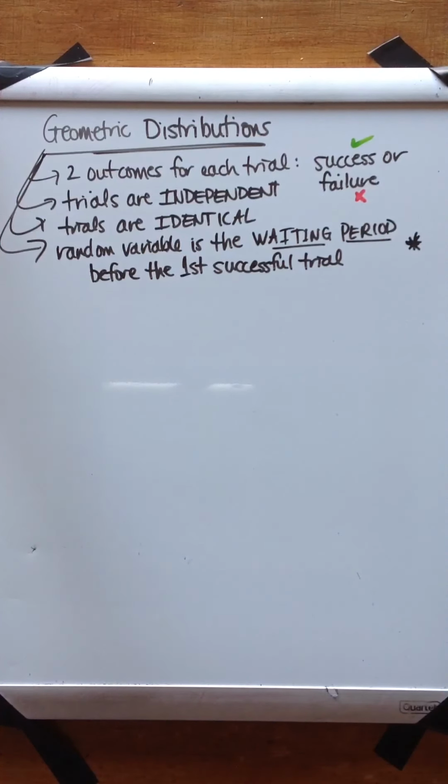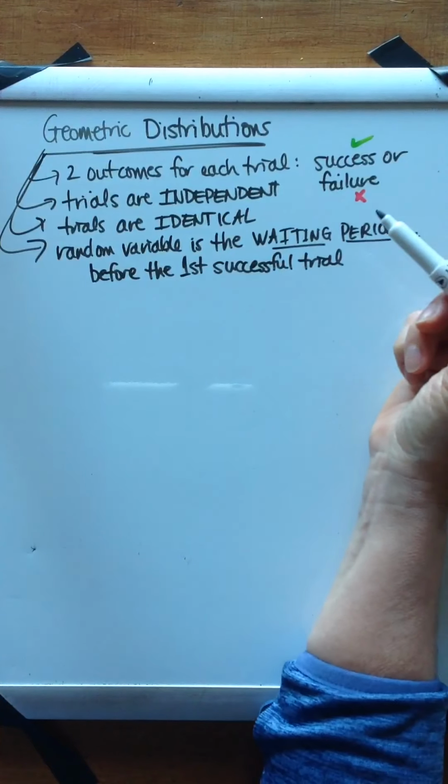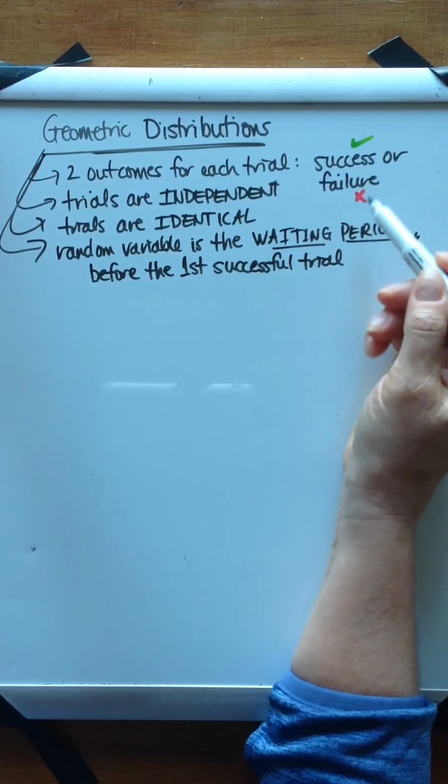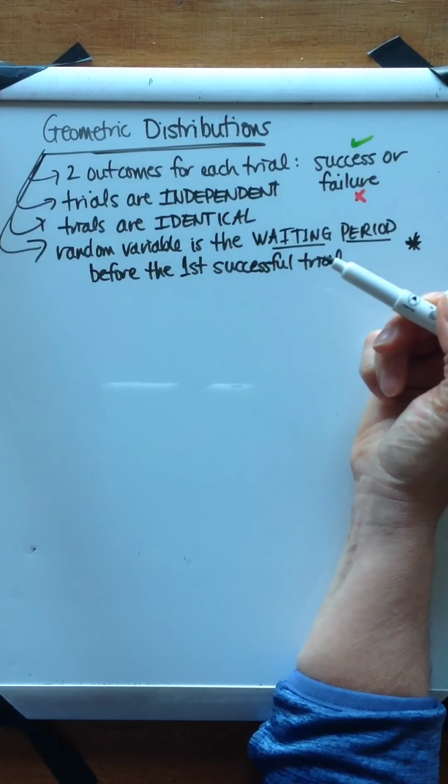In this video, let's look at another type of distribution for discrete data called a geometric distribution. And here are some of the criteria for a geometric distribution. First of all, it has to have two outcomes for each trial, a success or a failure. The trials have to be independent of each other and they have to be identical.